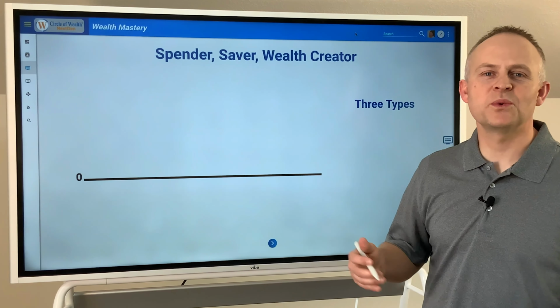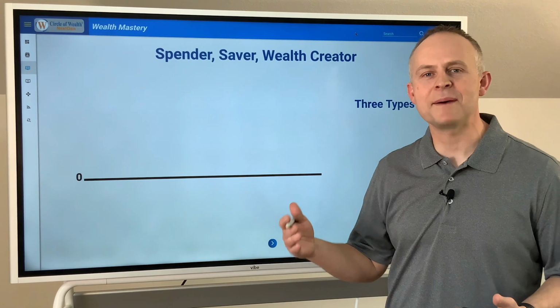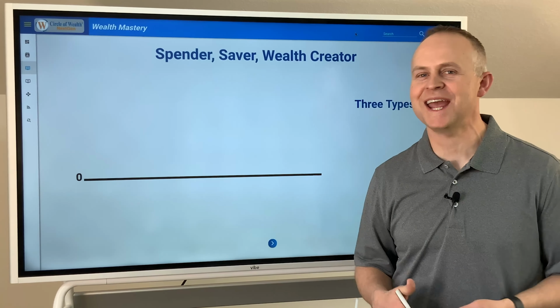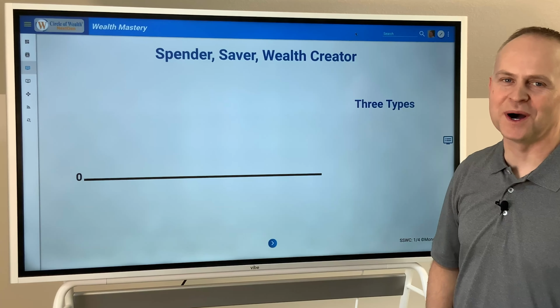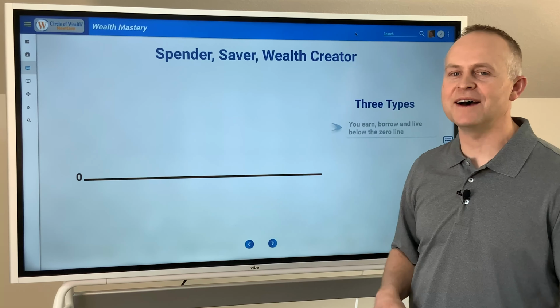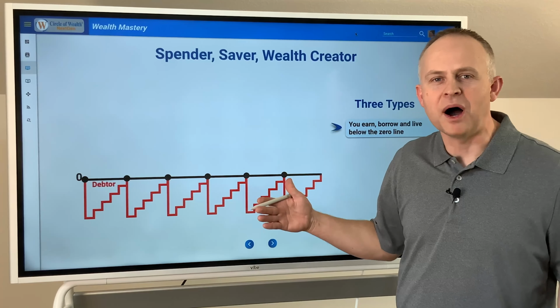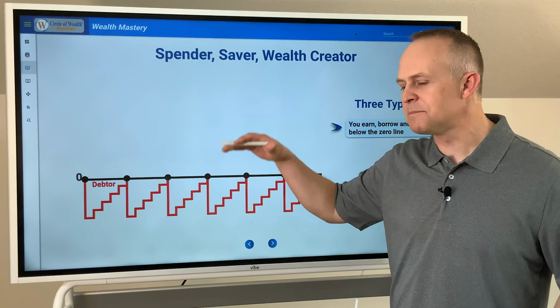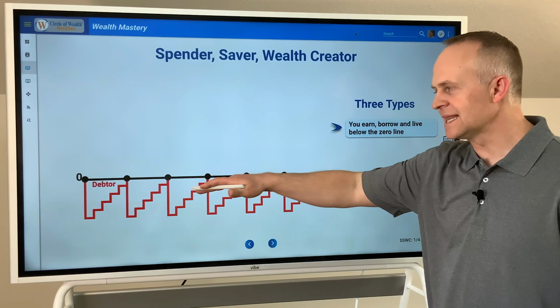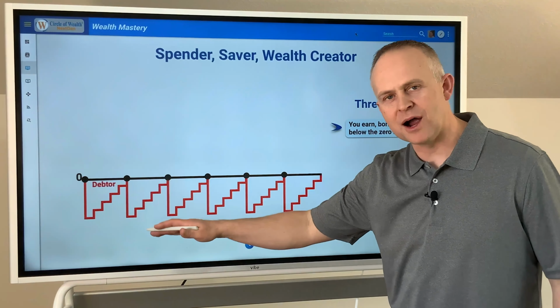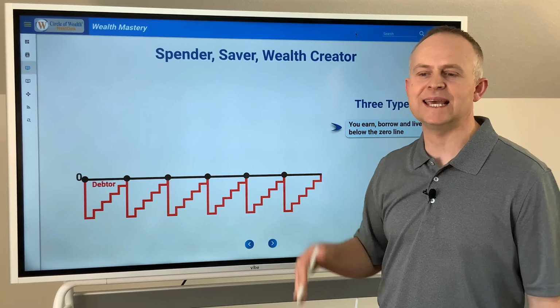Okay, to summarize what we've learned in this module, I want to wrap things up with the debtor, the saver, and the wealth creator. So which one of these do you want to be? First of all, we have our debtor. The debtor actually earns money, but just always borrows money. Never really gets above that zero line. They actually live below the zero line. They borrow, they pay back, they borrow, they pay back. They never really get ahead.